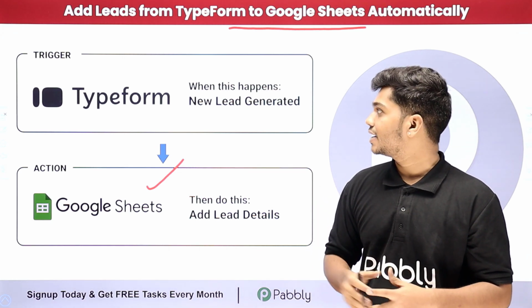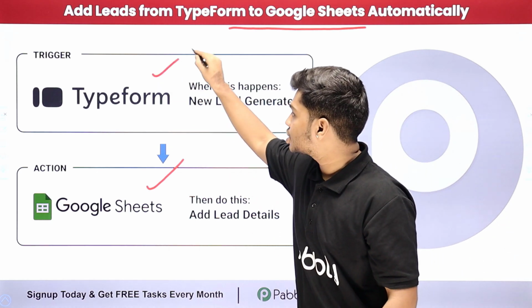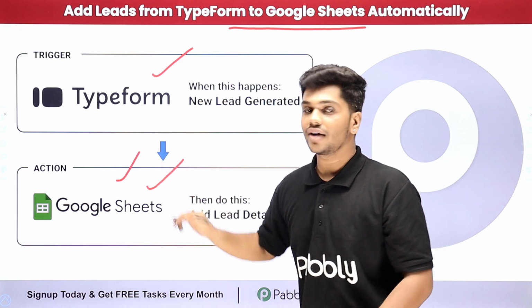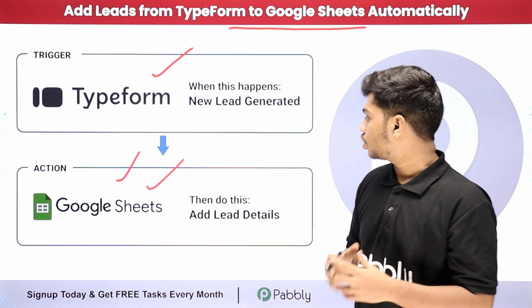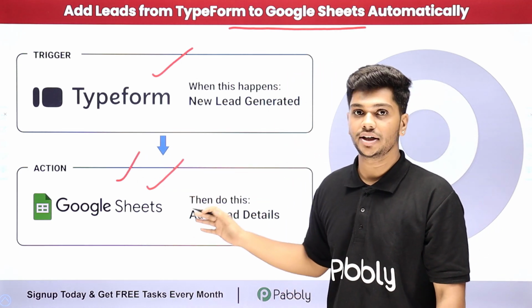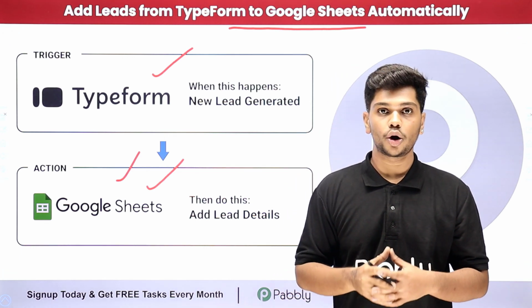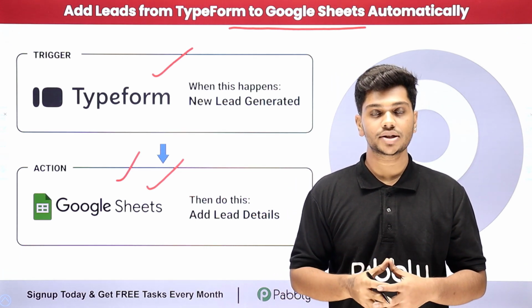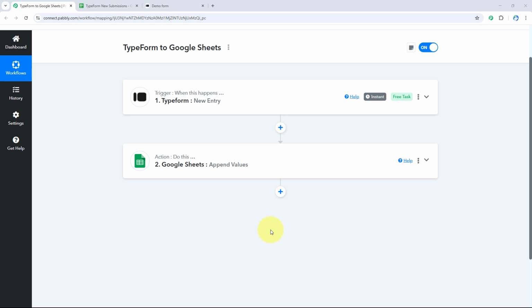We just need to set trigger as Typeform and action as Google Sheets. So whenever a new lead is generated, it automatically get added in Google Sheet. If you also want to build this powerful automation, then I'll take you to my screen for step-by-step process. So this is the automation workflow I've created using Pabbly Connect. It automatically adds all the new submission made in Typeform to Google Sheet.